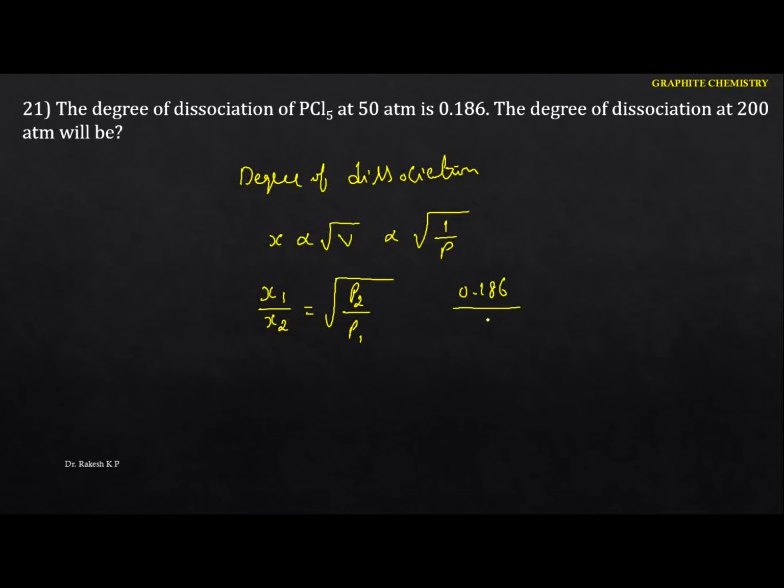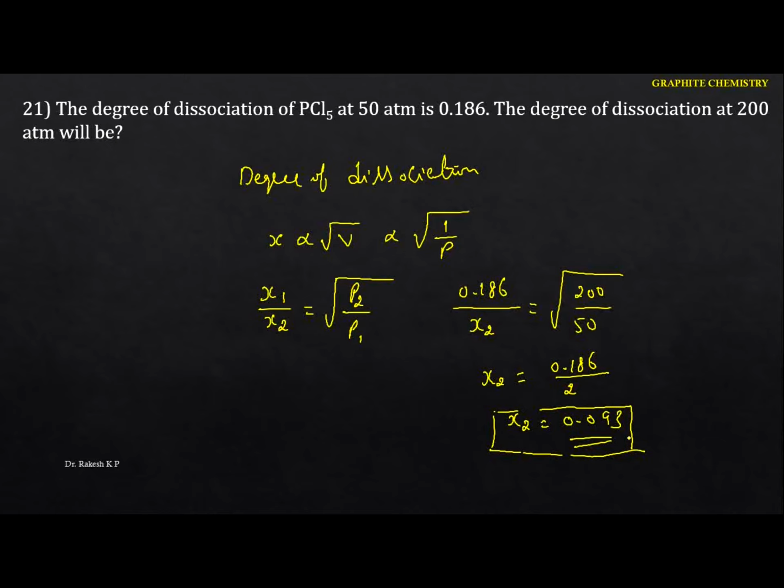Divided by x2, which we don't know; at 200 atmosphere I am going to write it as x2. This is equal to the square root of the pressure P2, that is 200, divided by 50. Now x2 becomes 0.182 divided by 2, so x2 becomes 0.093. So this is the degree of dissociation at 200 atmosphere. Okay, next one.